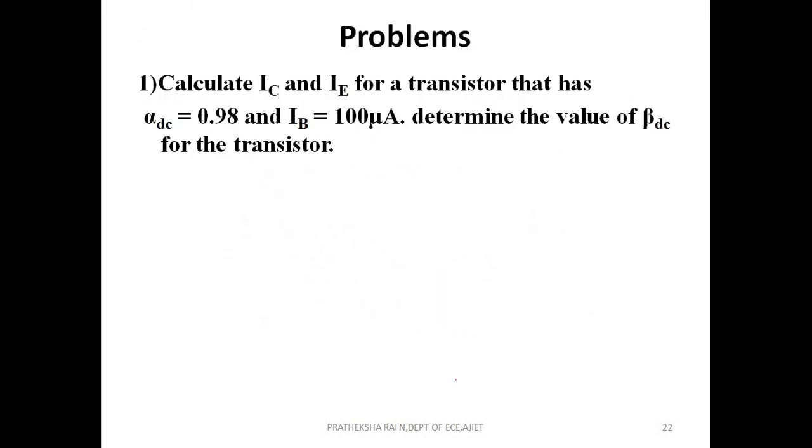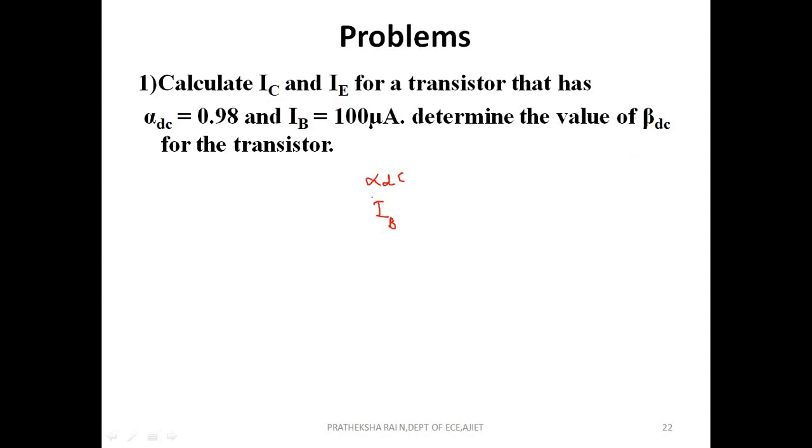Now, related to this, let us solve a few problems. Calculate IC and IE for a transistor that has alpha DC equal to 0.98 and IB equal to 100 microampere. Determine the value of beta DC for the transistor. What is given to us? We are given alpha DC and IB. We have to calculate IC and IE, then we have to calculate beta DC.